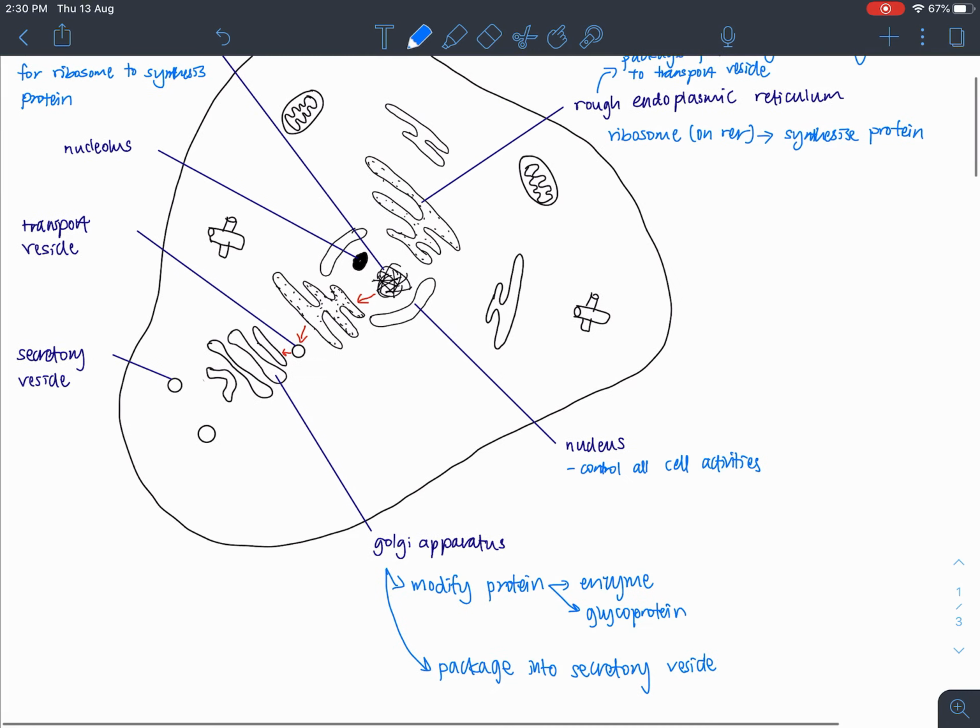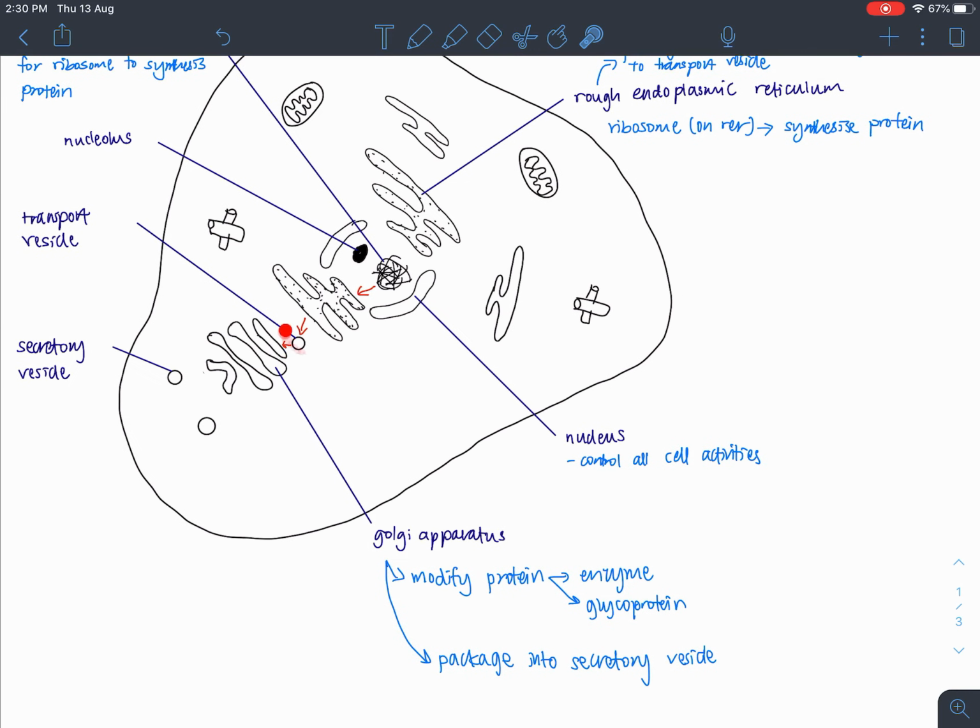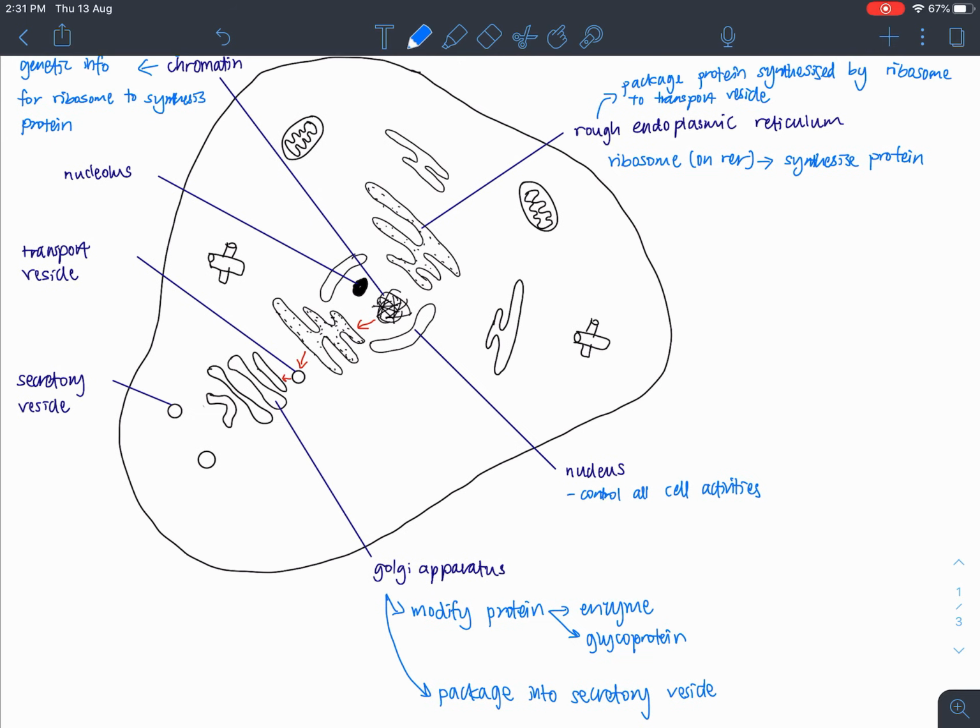This one I've said is the transport vesicle. So this is the secretory vesicle. Okay, why do I use the word modify and the word package? Modify means that it will enhance the function of the protein into something useful, while package is like putting that substance into a protected capsule.